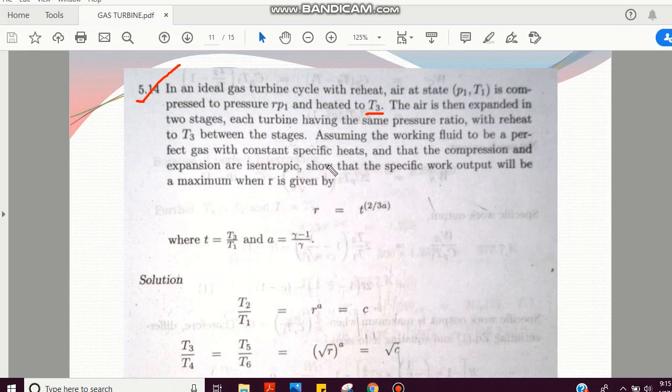assuming the working fluid to be a perfect gas with constant specific heat, and that the compression and expansion are isentropic, so that the specific work output will be maximum when R is given by R equals to small t to the power 2 by 3a, where small t is the ratio of maximum temperature to minimum temperature, that is T3 by T1, and small a is gamma minus 1 by gamma. This is the value of small a.